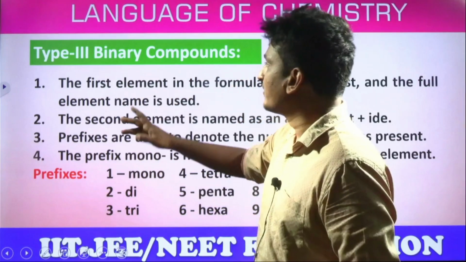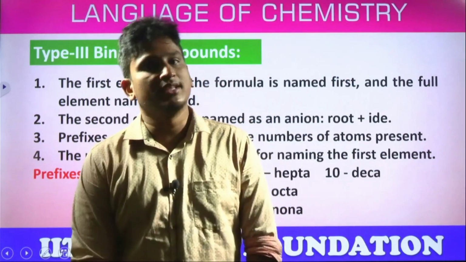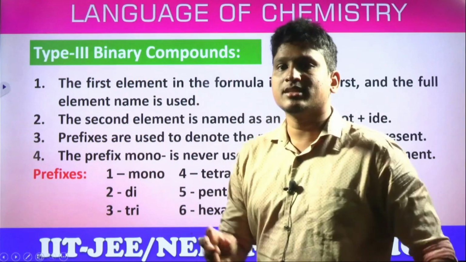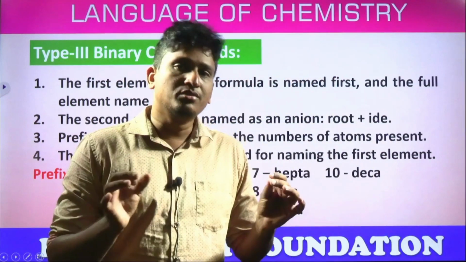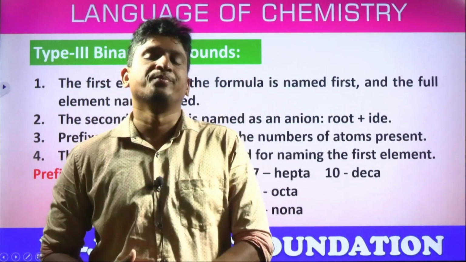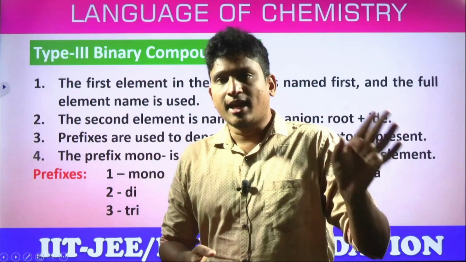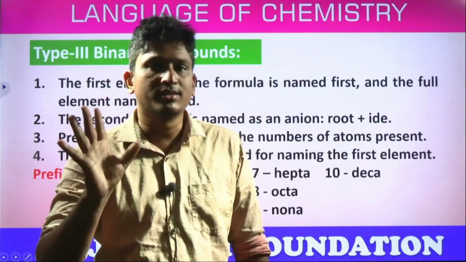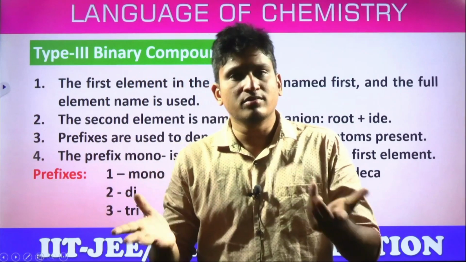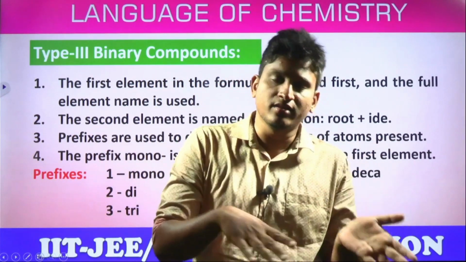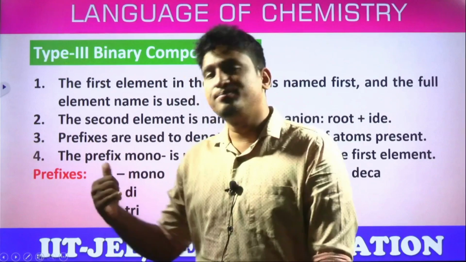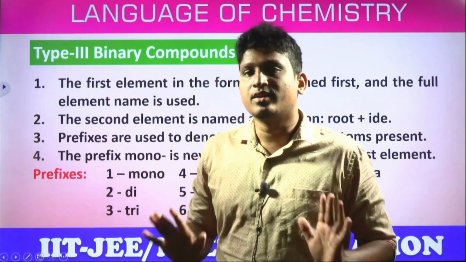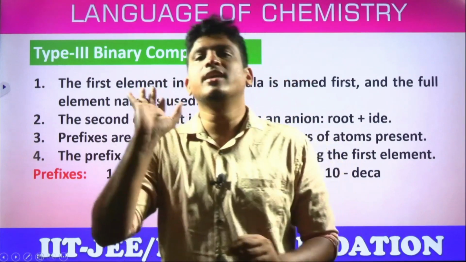So next, type 3 binary compounds. Binary means 2 elements only, students. But type 3 means there is some difference. It's a huge difference, not a simple difference, that I will tell you. Type 1 and type 2 binary compounds are called ionic compounds. That means they are made up of ions. Simply, you already know cation and anion. But type 3 binary compounds are not ionic compounds. They are called molecular compounds.